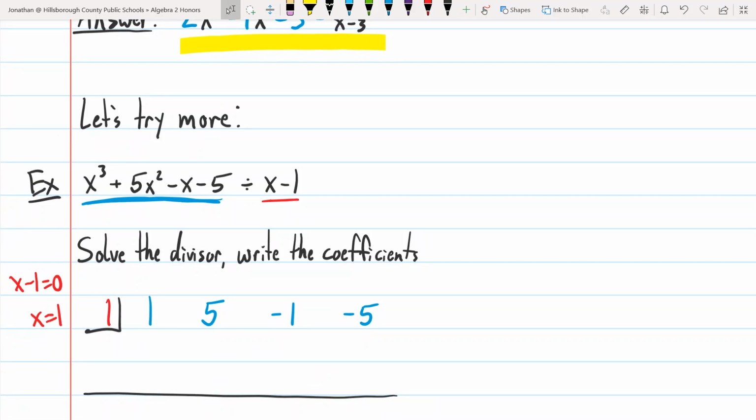Step 1, solve the divisor and write the coefficients. So if I have dividing by x minus 1, I set that equal to 0, and in my box goes 1. And then I print out the coefficients of the dividend. Now remember, any variable by itself actually has a 1 in front. Okay, so take a second and write that down.